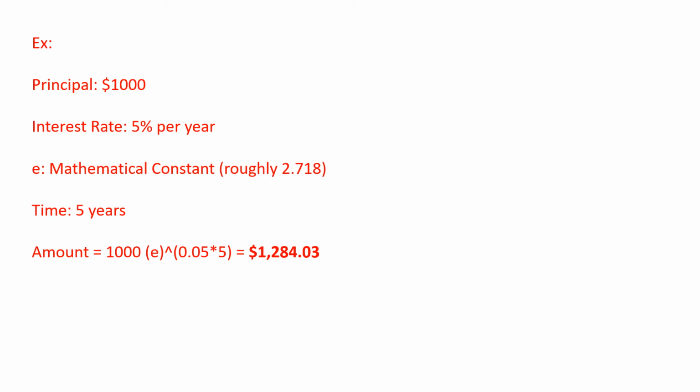And so to solve, we simply plug these numbers into the equation on the previous slide. So we get e raised to the power of 0.05, otherwise known as 5%, times 5. And then we take that number and multiply it by the $1,000 principal. And so in this sample, we would get an amount of $1,284.03.